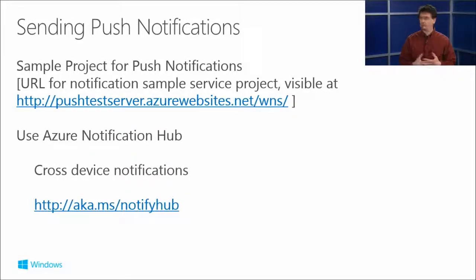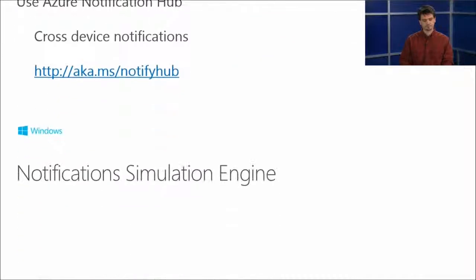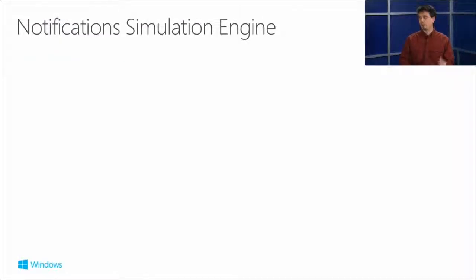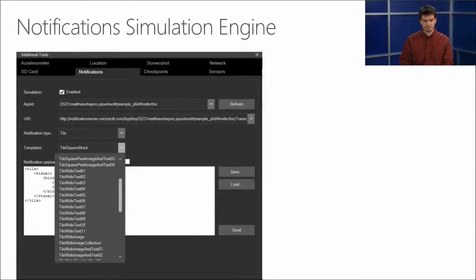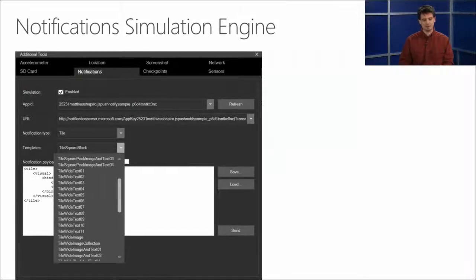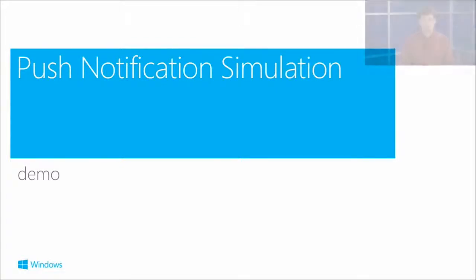Or you can use the Azure Notification Hub, which Andy mentioned in the previous session. This is for cross-device notification. It's a really powerful system. Highly recommend you go check it out. But what we're going to do in the demo is use this notification simulation engine. And this is an incredibly powerful engine that we have built into our emulator tools. And we're going to pull it up and kind of show you how to use it right now.